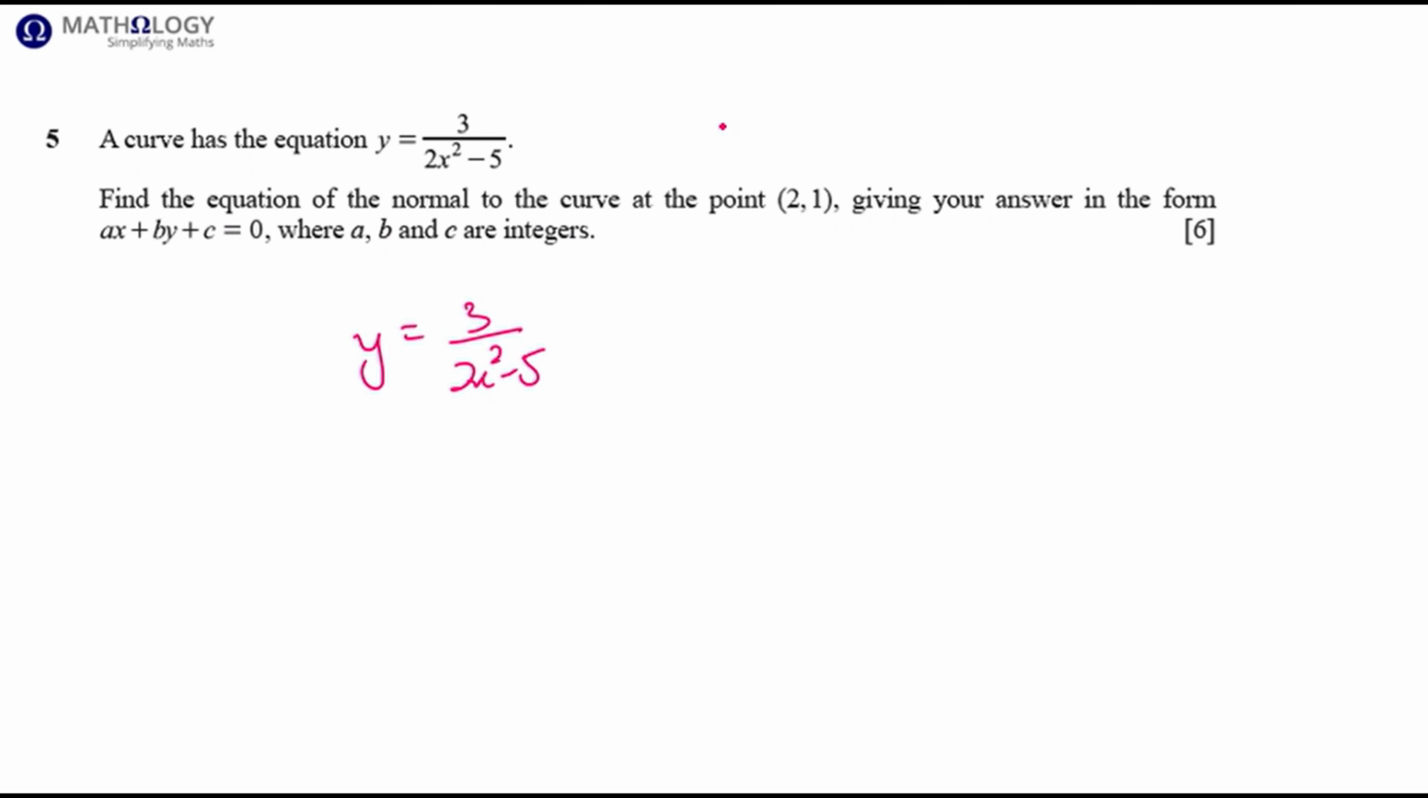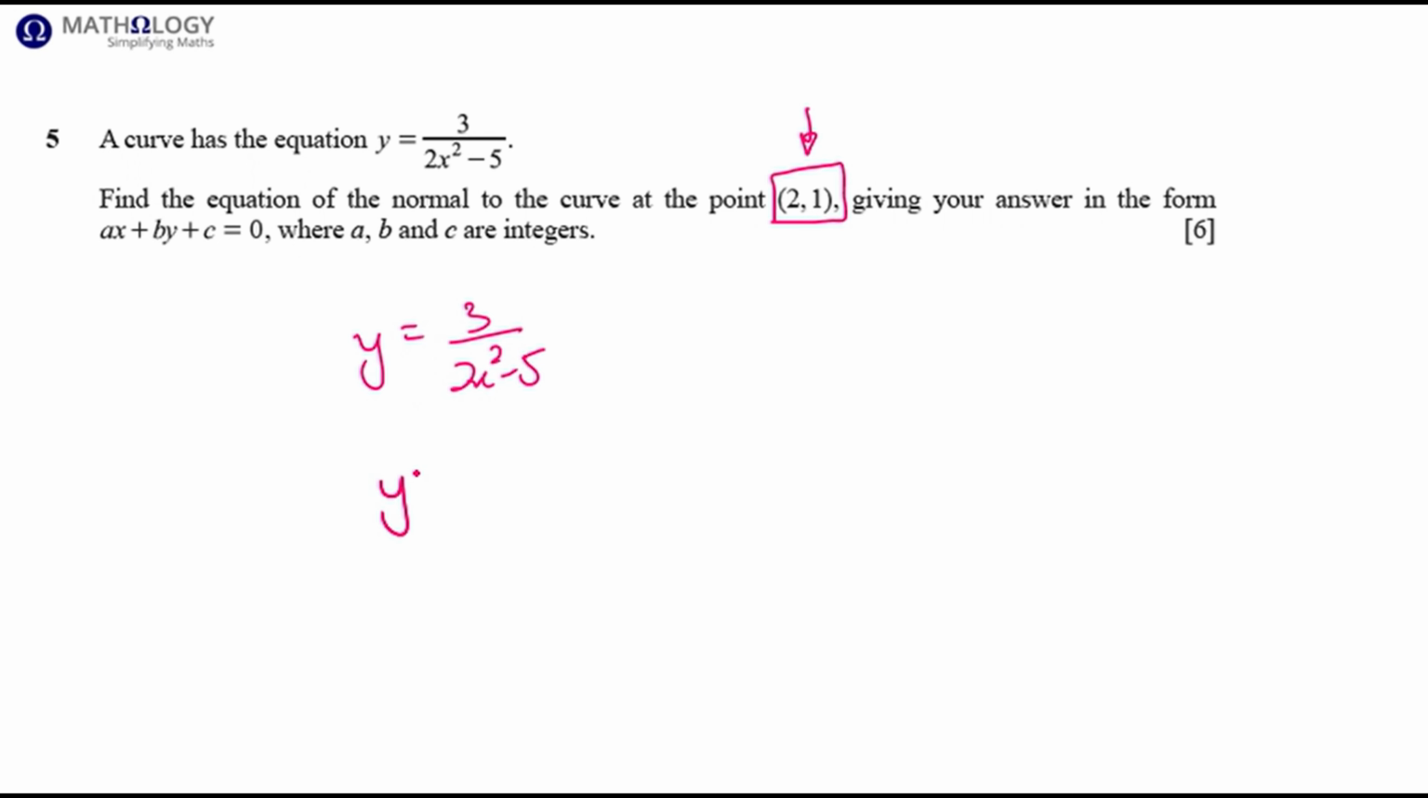A normal is a straight line that is perpendicular to a tangent. To find the equation of a normal, we're first going to need to know what the gradient of the normal is. We know the point of contact of the normal in the curve, which is 2, 1. We need to find the gradient of the normal, and we're going to find it by finding the gradient of the tangent to the curve at this particular point, 2, 1. So to find the gradient of a tangent, we are going to find dy/dx. We're going to differentiate this function.